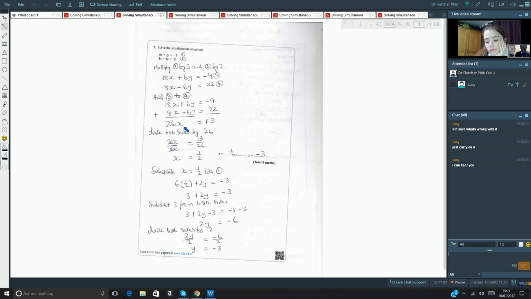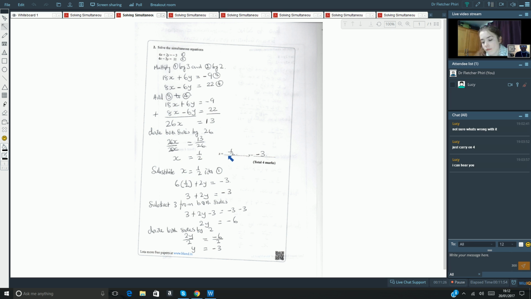Then I need to divide both sides by 26 because I need to find the x. So 26x over 26, sorry, this is a mistake, should be over 26 is equal to 13 over 26. Therefore, x becomes half. So we shouldn't have this x here. Okay. Yeah, so x is equal to half. That's the first answer that I found.